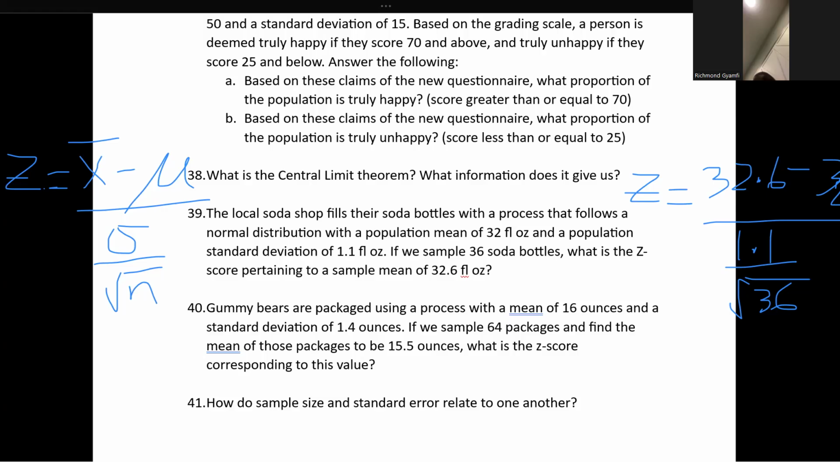That's it. Now, with number 40, same thing. You have a mean of 16, and then the standard deviation of 1.4. These are the population mean, or mu, and the population standard deviation. If we sample 64 packages, which is n, and find the mean of those packages, the sample, so the mean here is the sample mean x bar. What is the z-score corresponding to this value? So you use the same formula and then put the values in and then put it in a calculator.